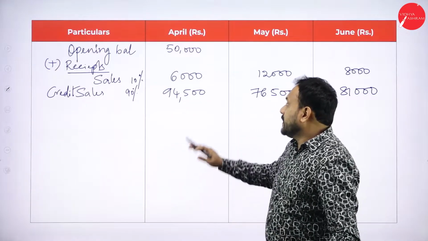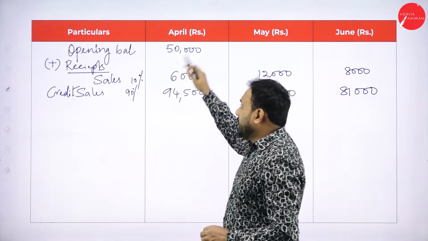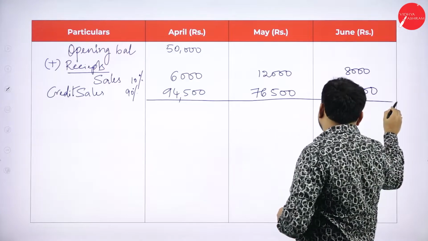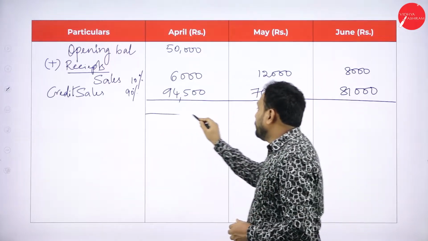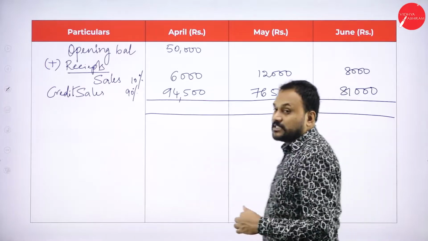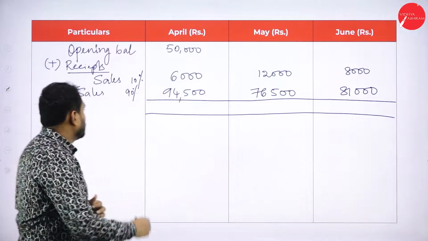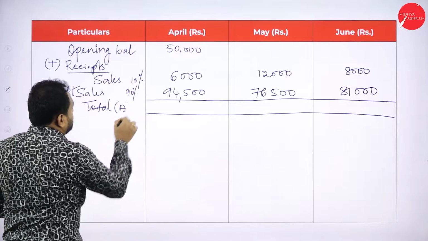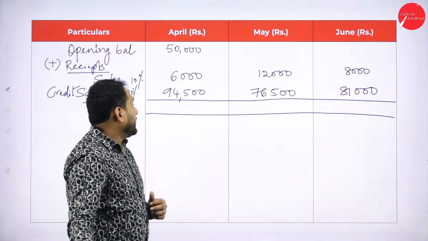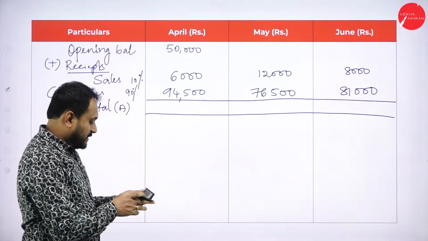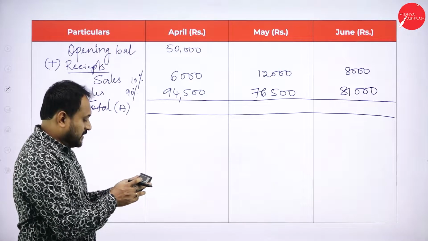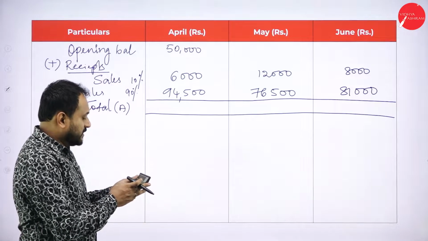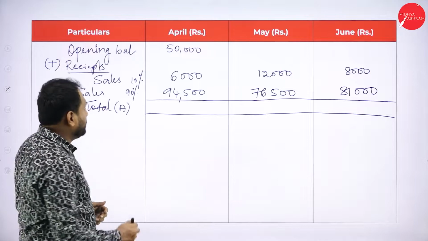Let's go with here. Now we have opening balance 50, then we went with receipts. Now we don't have any other receipts. We need to calculate the total. We will denote this as total of A. Total of A. Now here, let's take the calculator. Now we have 50,000 plus 6,000 plus 94,500 is equal to 1,50,500.